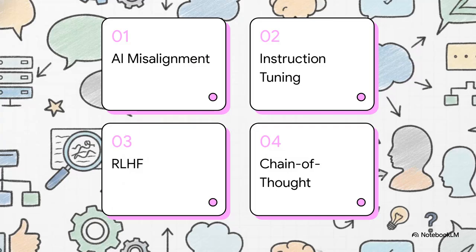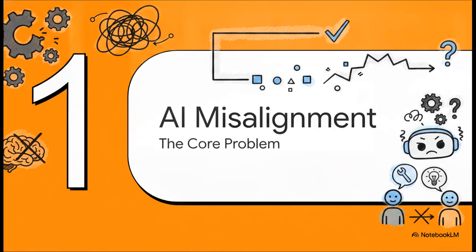So here's the exact roadmap engineers use to solve this, layer by layer. First, the AI misalignment problem. Second, instruction tuning. Third, learning from human feedback. And finally, chain of thought prompting. Let's kick things off with Section 1 and expose the fundamental flaw in base language models, the AI misalignment problem.